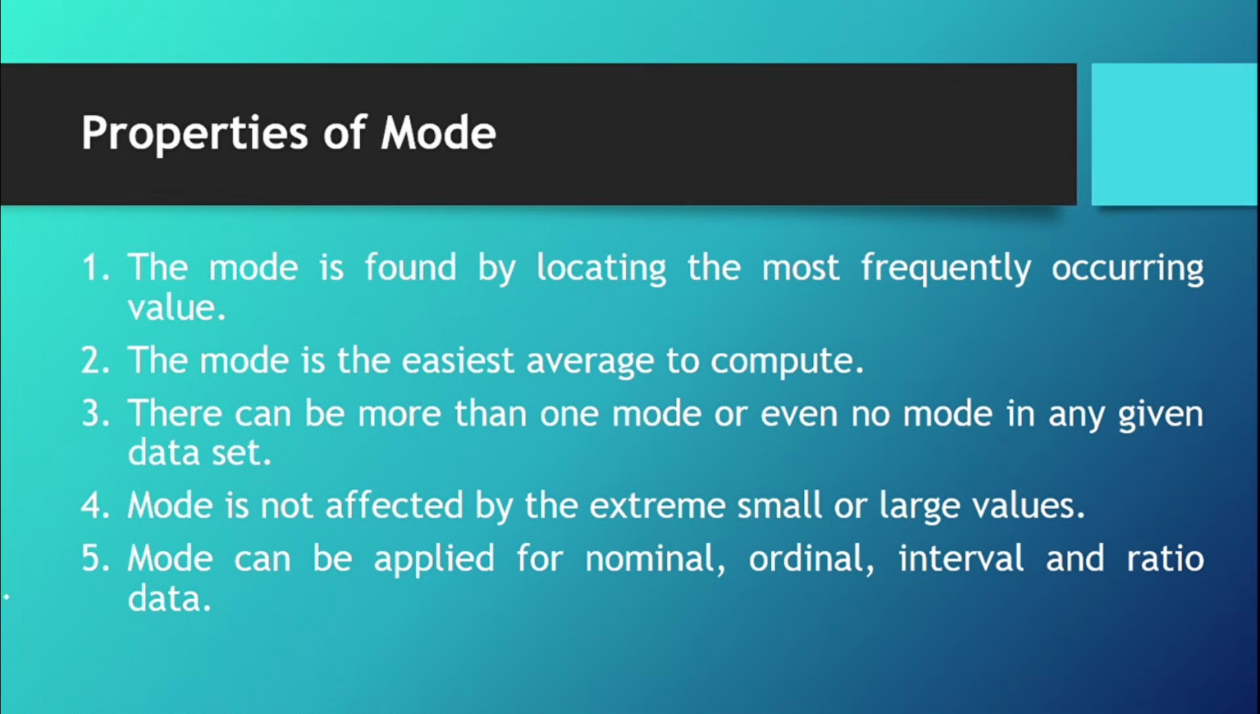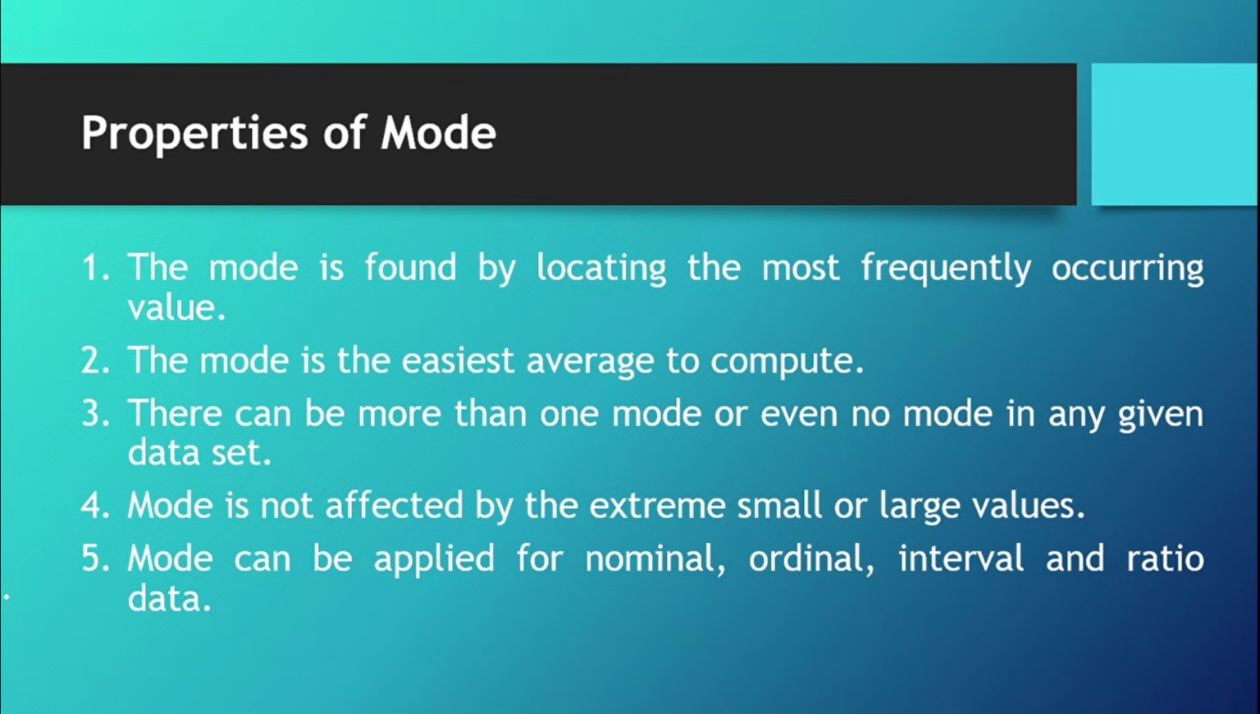So properties of the mode. The mode is found by locating the most frequently occurring value, and the mode is the easiest average to compute. And there can be more than one mode or even no mode in a given data set. For example, there is no mode if the values have the same frequency. Mode is not affected by extremely small or large values, of course, because we're just going to locate the most frequently occurring value. And mode can be applied for nominal, ordinal, interval, and ratio data. It could be applied to all of the measurements.